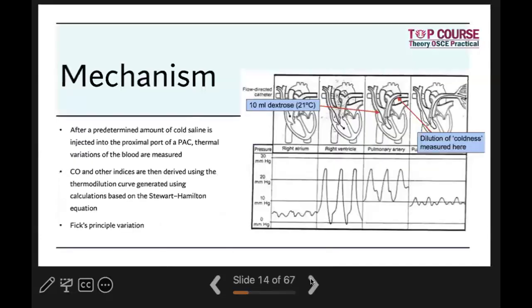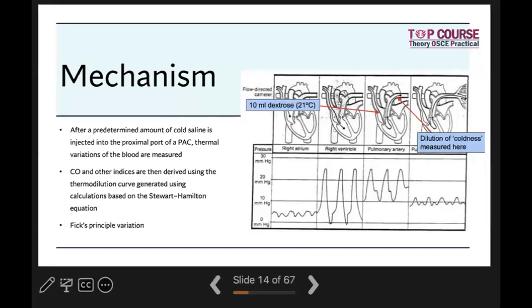Now, coming on to the cardiac output. So we saw what a pulmonary artery catheter is. How it is going to detect the cardiac output is what we are going to see now. You are going to inject cold saline through the port which I showed you before, in the proximal part of the pulmonary artery catheter, and the thermal variations of the blood are measured using the thermistors which are in the other ports of the pulmonary artery catheter.